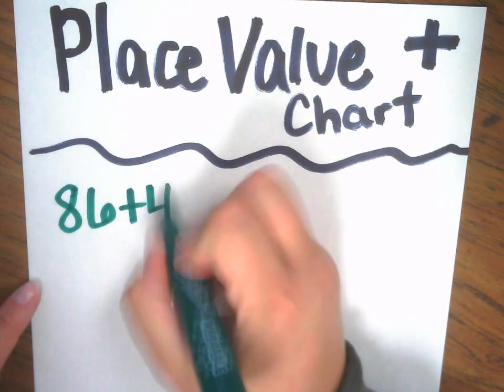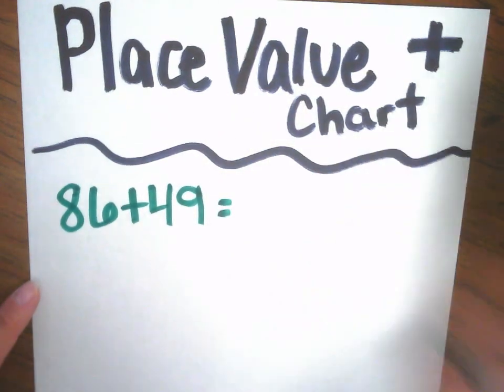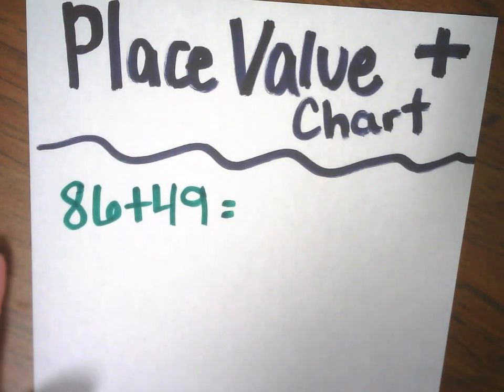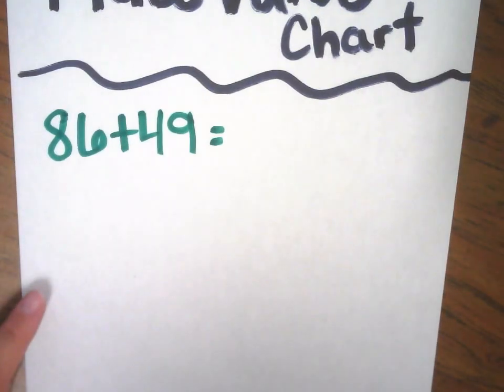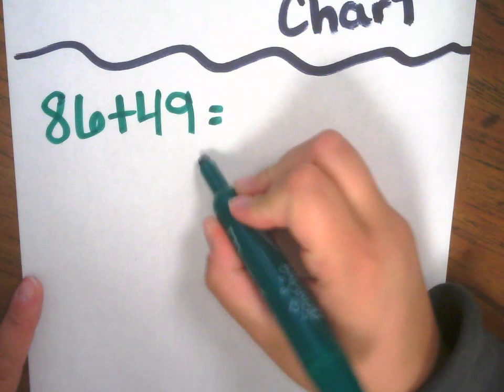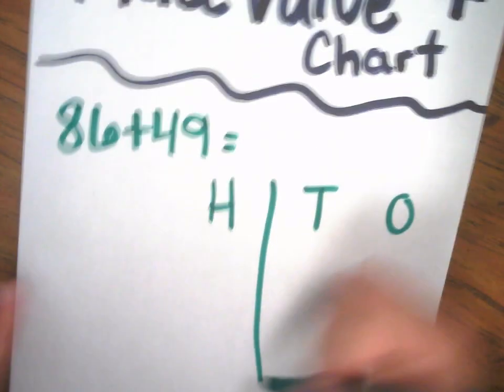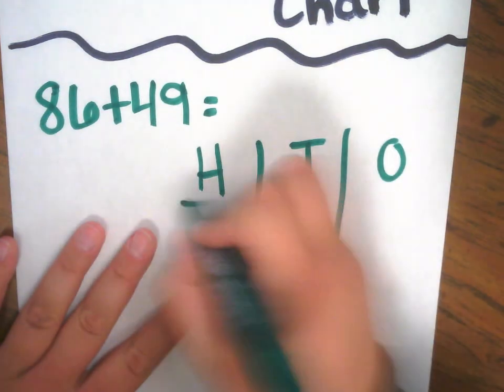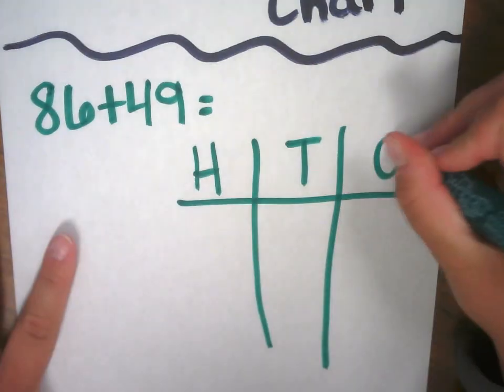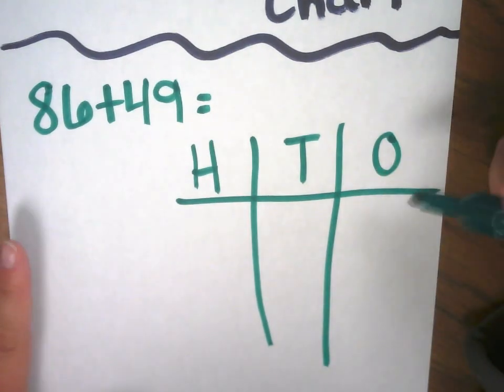sorry, 49. So because I know what the answer is already, I know I'm going to need an HTO chart because I'm going to have hundreds, tens, and ones. So HTO. Now I know this because I know what the answer is, but some kids won't know to use HTO.